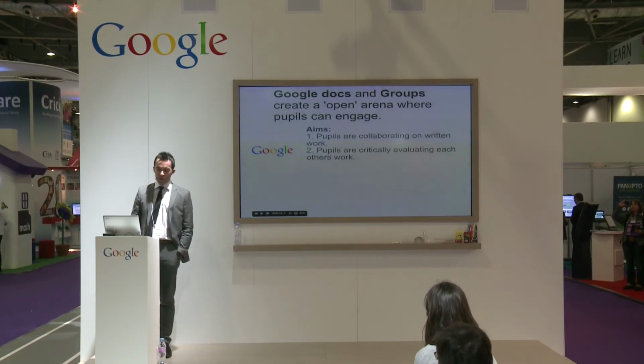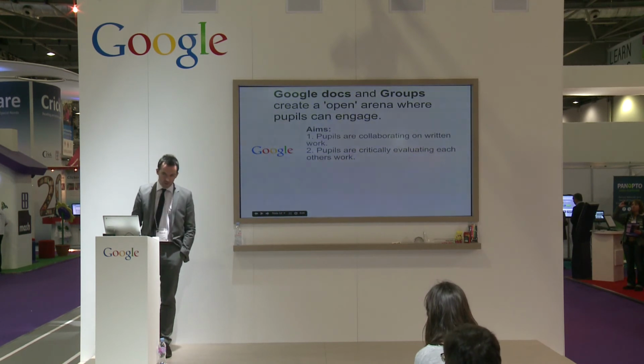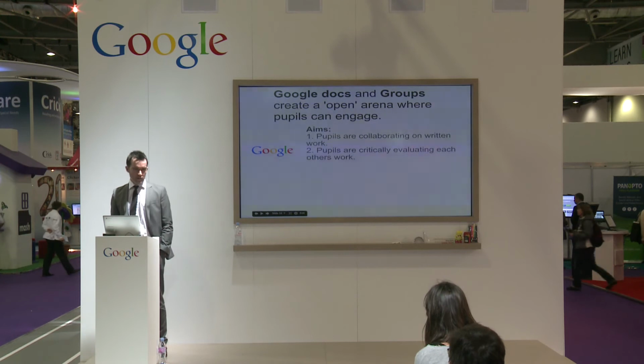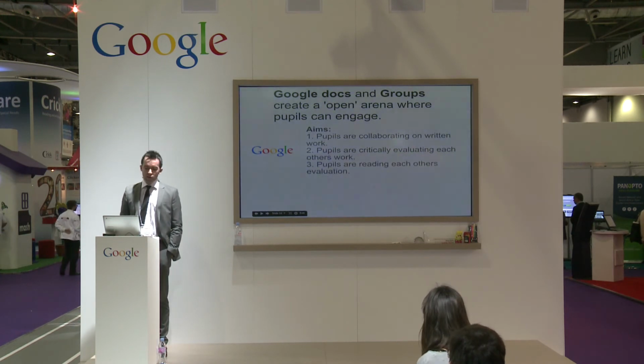When I was at school, and I'm sure many of you here were at school, we wrote for an audience of 1, the teacher. I wanted to create a classroom where these guys were writing to an authentic audience and in front of their peers. The second aim was that they would be critically evaluating each other's work. And then the most important point was that they would then read each other's evaluation and then reflect upon that and then apply that new knowledge to their own work. So I want to just show you in 60 seconds a very specific example of how I do that.